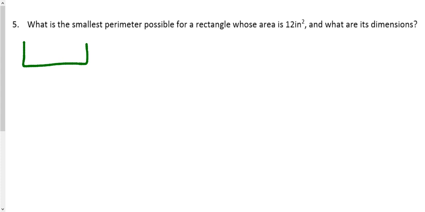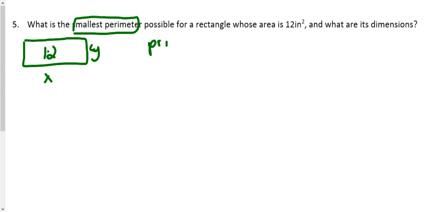Okay, so we have a rectangle. Easy picture for this one. They want the area to be 12, so in here they want that to be 12. Our sides we can call x and y. Okay, so smallest perimeter, that means our primary equation is going to be for perimeter, which means we have 2x sides, so this one, top and bottom, plus 2y sides, side and side.